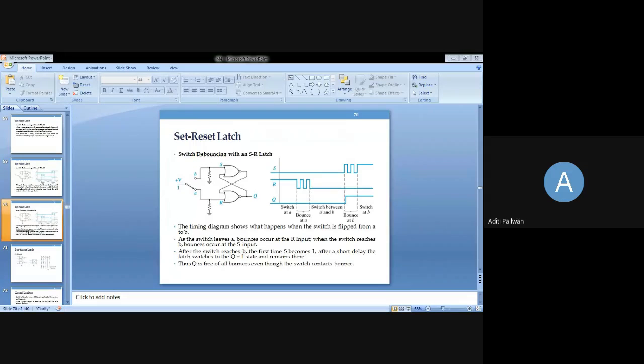Yes. Yes, sir. Yeah. How is this key debouncing problem overcome using an SR latch?